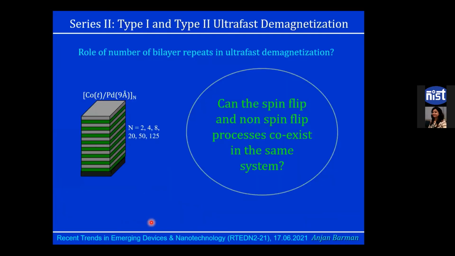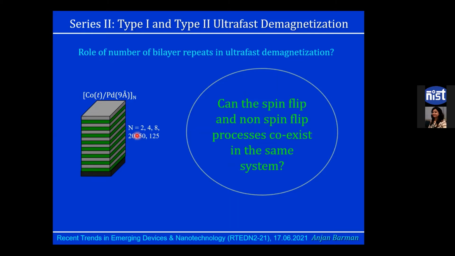That was for the sample in the ultra-thin regime. Then we want to see if there are other effects on the demagnetization, in addition to the spin flip scattering and the role of the electron and Curie temperature. For that, we would like to change the number of bilayer repeats, and see whether the spin flip and non-spin flip processes can coexist in the same material or system.